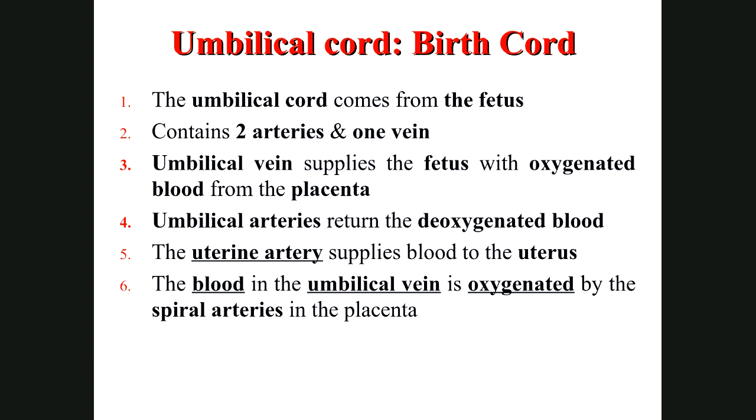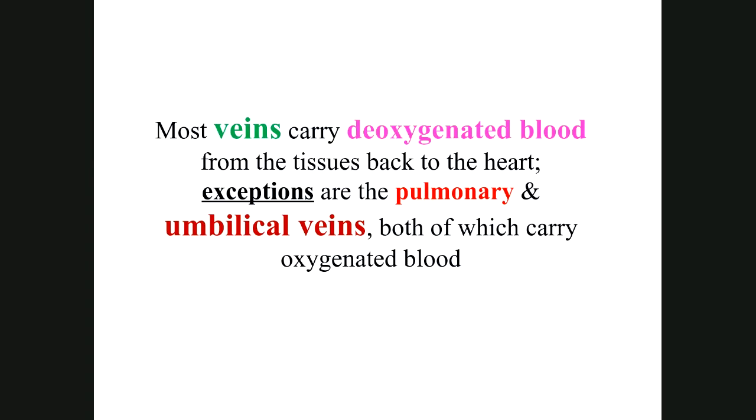And the uterine artery supplies blood to the uterus, and the blood in the umbilical vein is oxygenated by the spiral arteries in the placenta. So most veins, as I told you about this exception, carry deoxygenated blood from the tissue back to the heart, the exceptions being the pulmonary and the umbilical vein, both of which carry oxygenated blood.